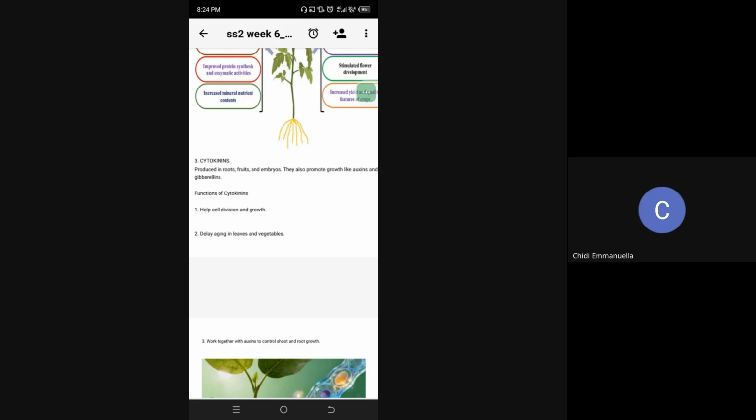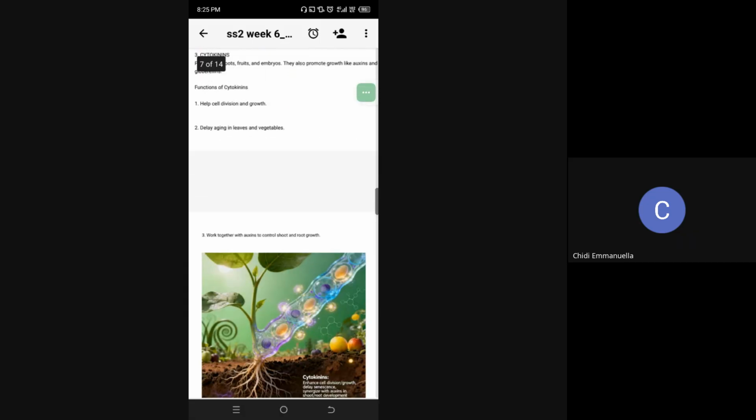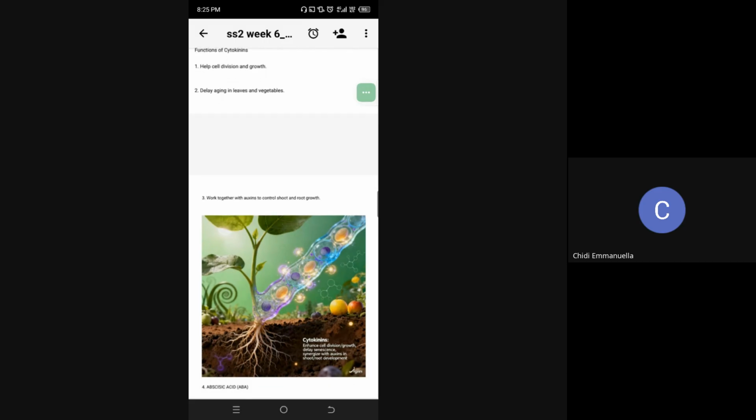They also promote growth like auxins and gibberellins. So it promotes growth exactly like how auxin promotes growth and how gibberellins promote growth. Functions of cytokinins. Number one, it helps cell division and growth. Number two, it delays aging in leaves and vegetables. Number three, cytokinins work together with auxins to control shoot and root development.